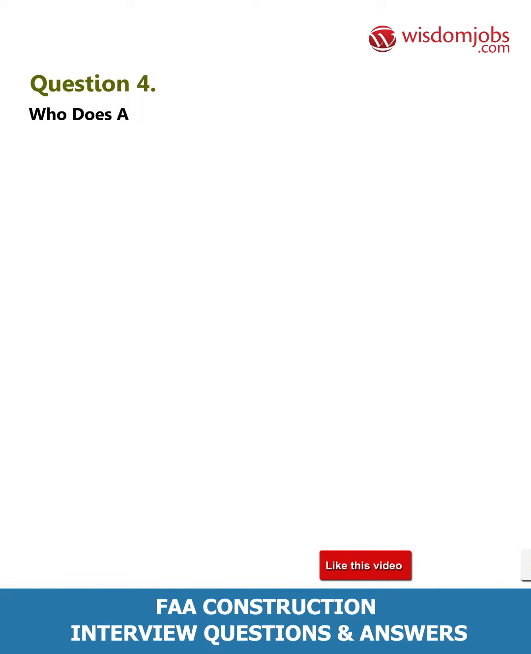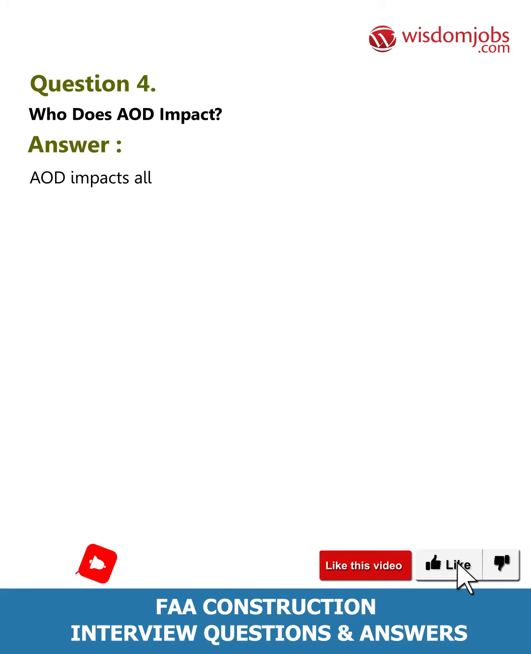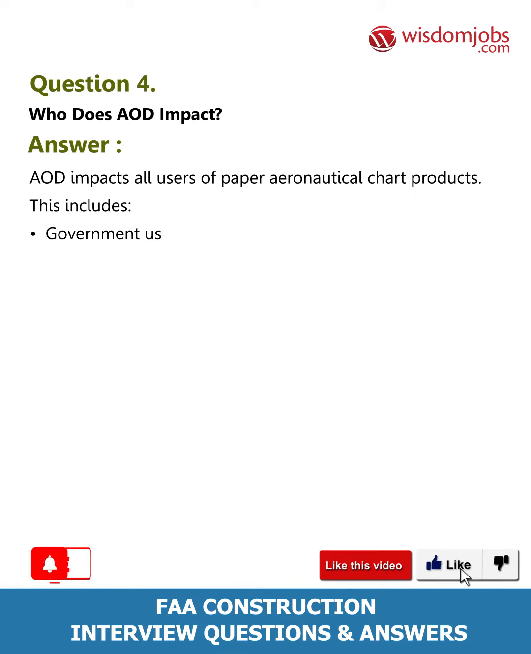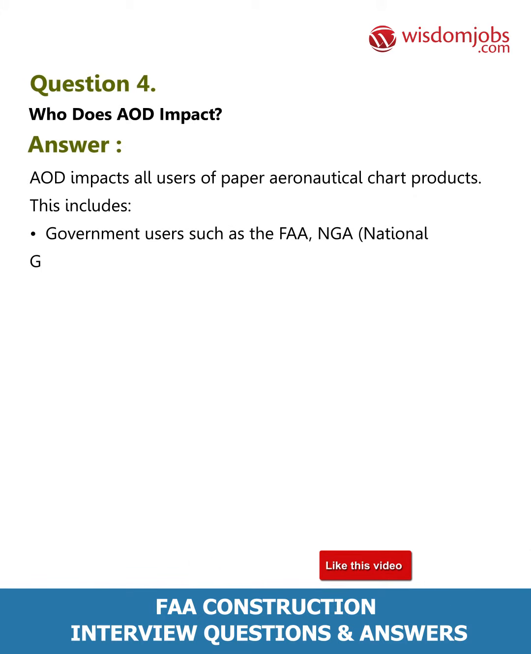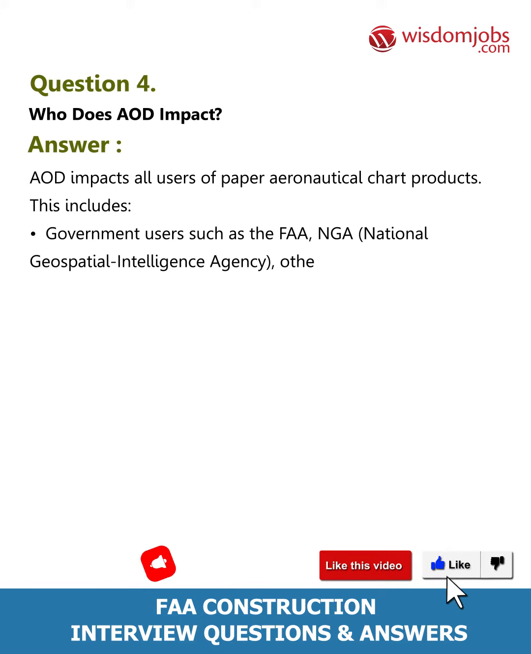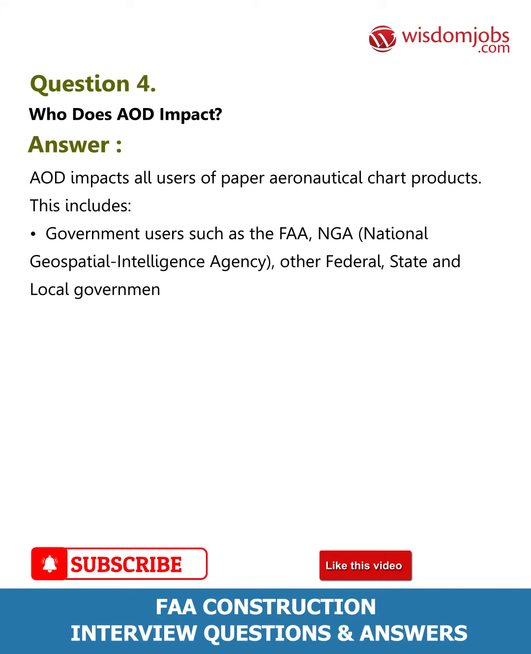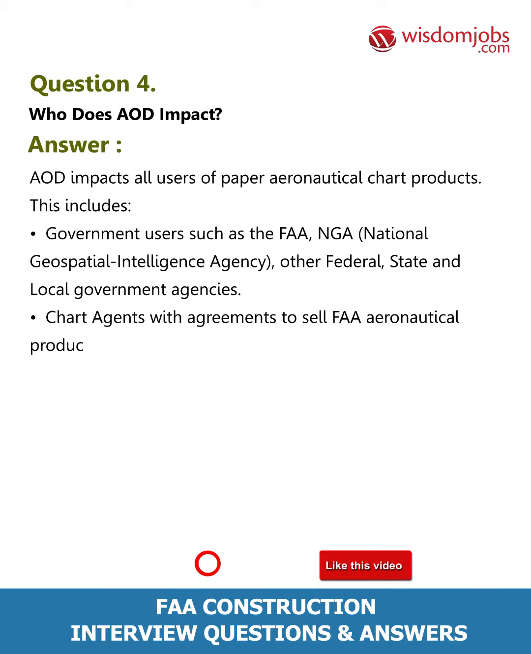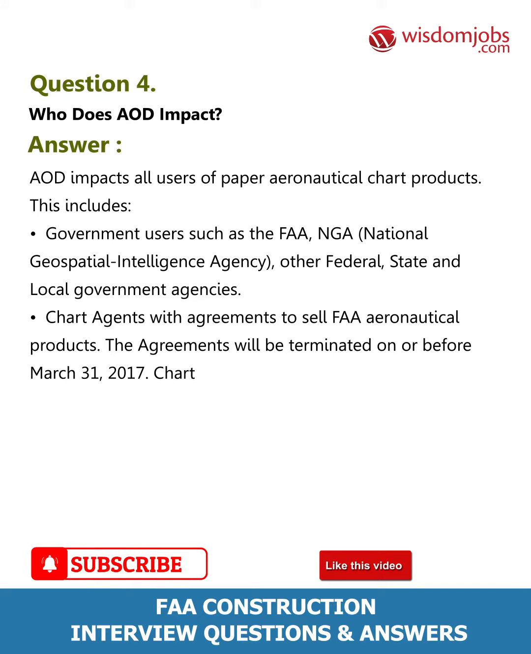Question 4. Who does audit impact? Answer. Audit impacts all users of paper aeronautical chart products. This includes government users such as the FAA, NGA, National Geospatial Intelligence Agency, other federal, state and local government agencies, chart agents with agreements to sell FAA aeronautical products. The agreements will be terminated on or before March 31, 2017.